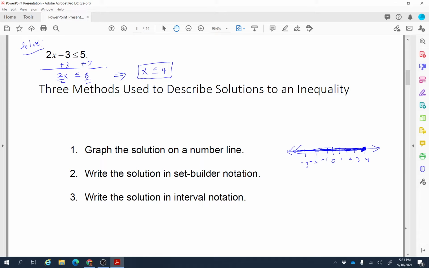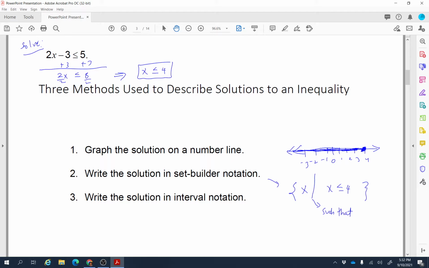Set builder notation means we always use these braces. And we say the solution is all x. This symbol is read as such that, and after that we introduce the meaning of x. What is x we are using here? The solution using set builder notation is, we have to use these braces, and we say the solution is all those x such that x should be less or equal 4. That's how we write set builder notation.